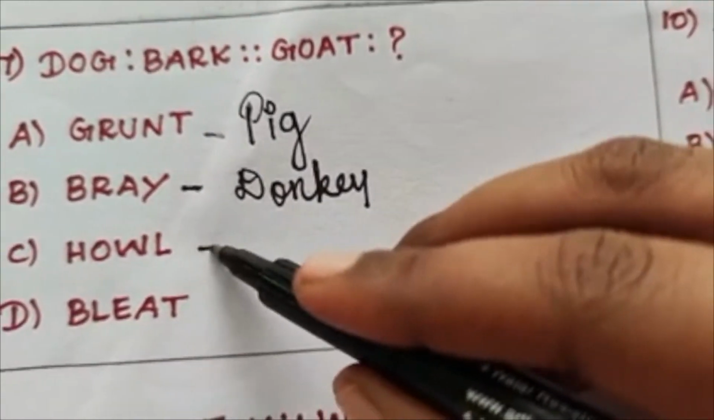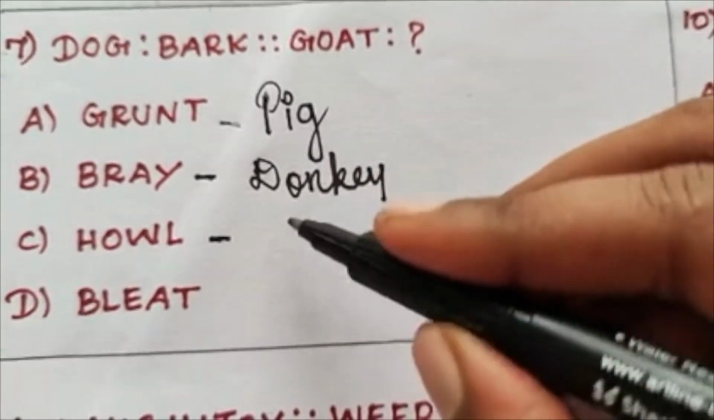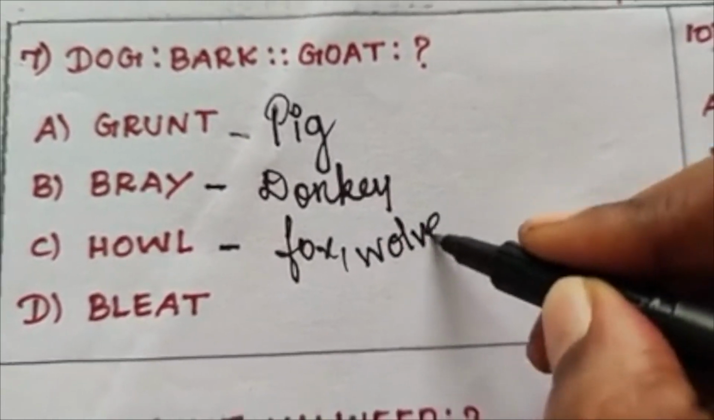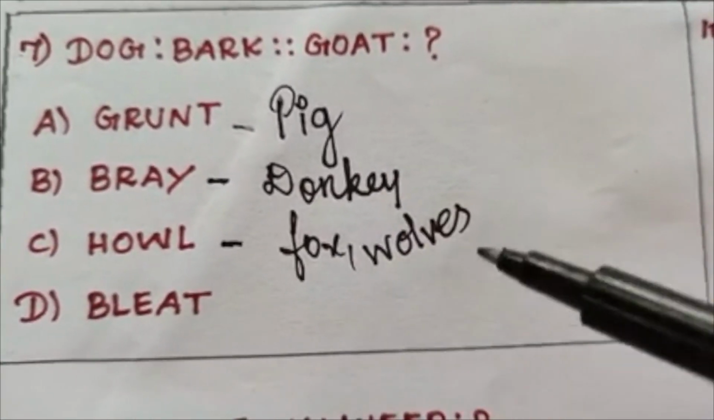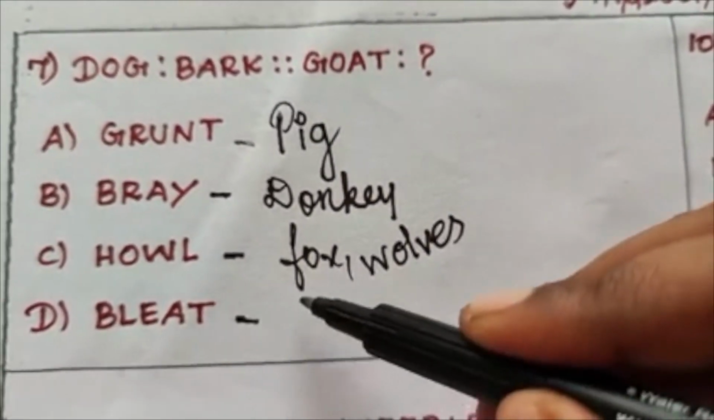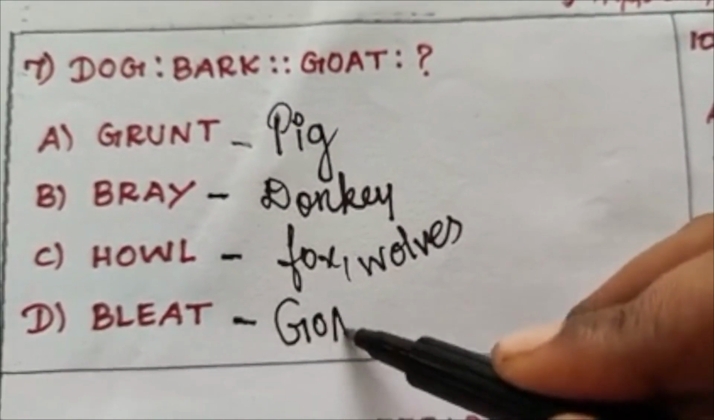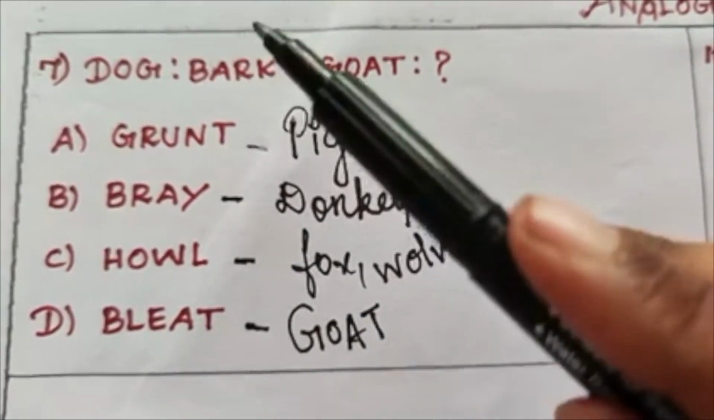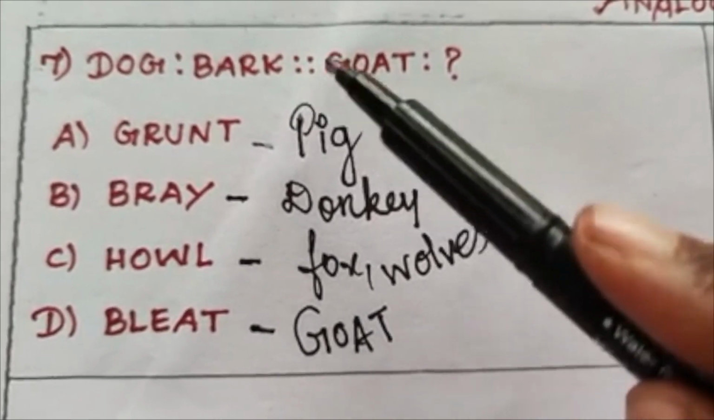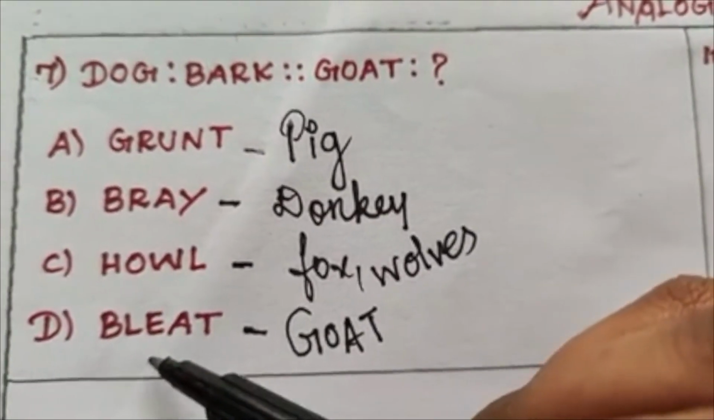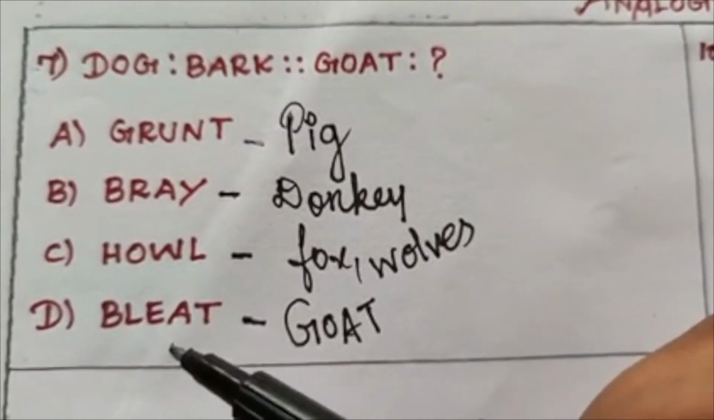Next, howl. Howl is the sound of fox, wolves, etc. So, bleat. Bleat is the sound of a goat. So our question is, dog is related to bark. In the same way, goat is related to what? So the answer is bleat. Goat is related to bleat.